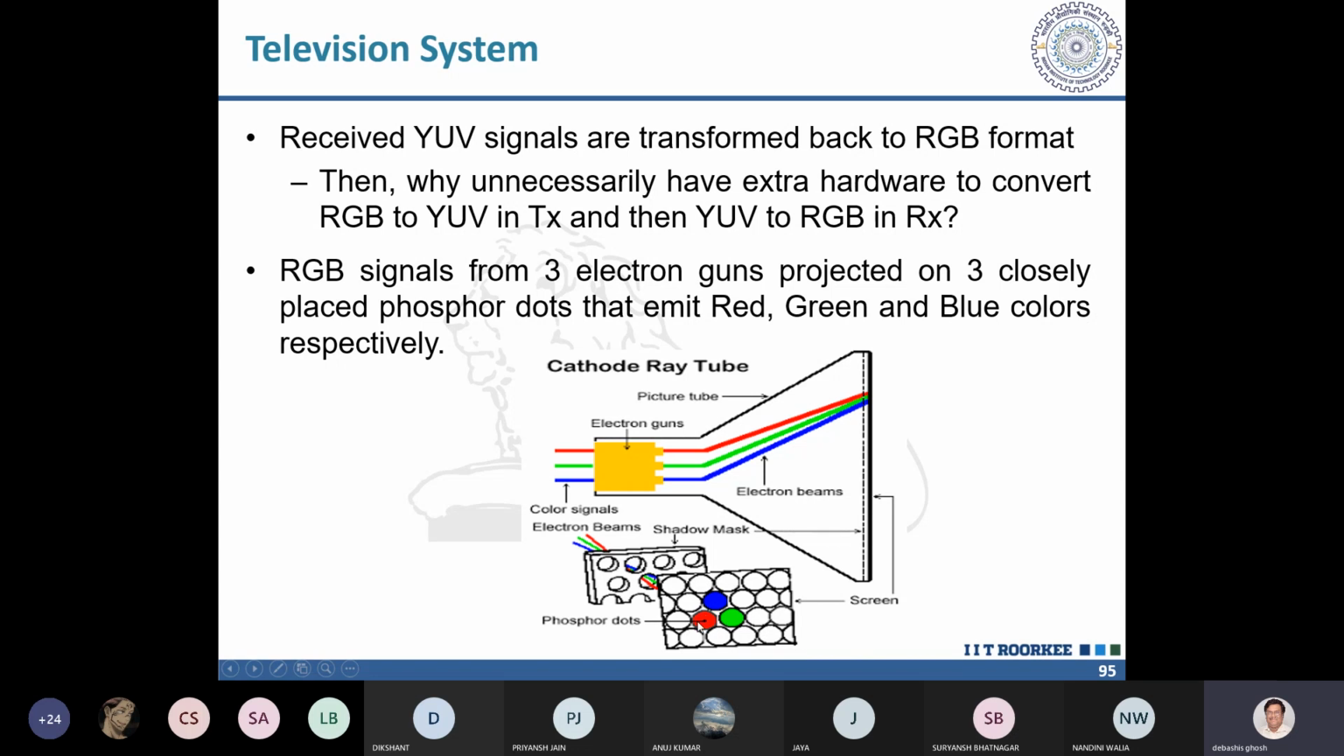When the electron beam falls at this position, it gives you a red light. So this red light here will be proportional to the red signal. The electron beam falling here will be proportional to the blue signal, and since this phosphor material is different, it will emit a blue light proportional to the blue signal, and similarly I get a green signal.